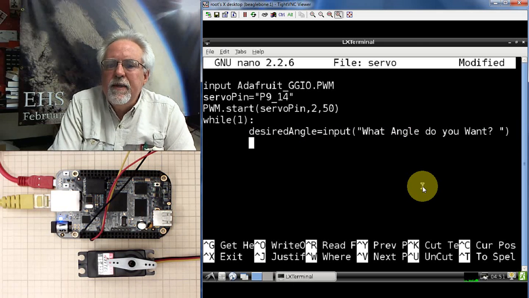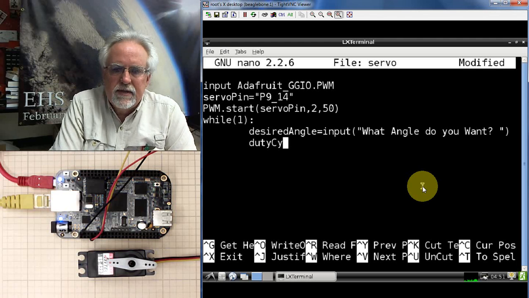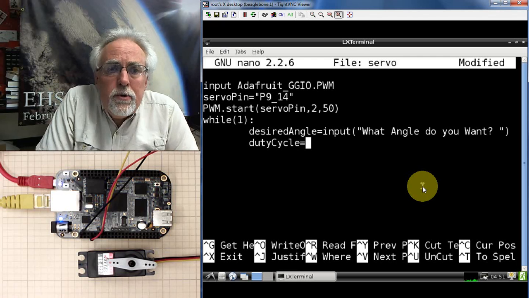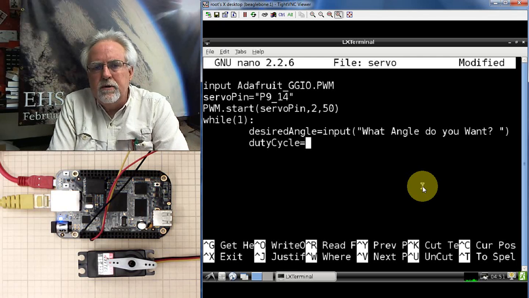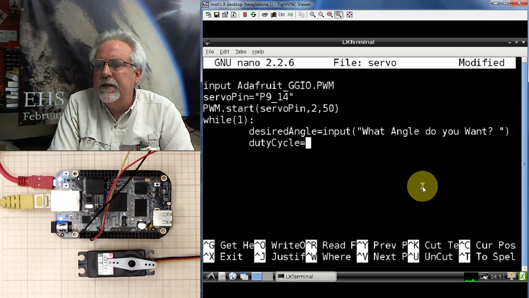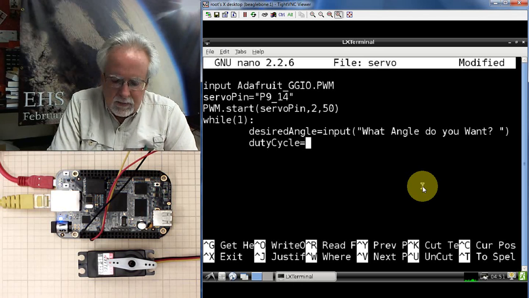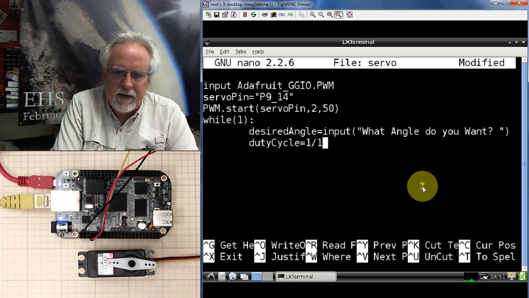All right, from that desired angle, we need to calculate duty cycle. So duty cycle is equal to, you use your equation. Don't use my equation. My equation is for my servo. You use the equation for your servo. I showed you how to get the equation. So it is going to be equal to, if I remember right, 1 divided by 18.